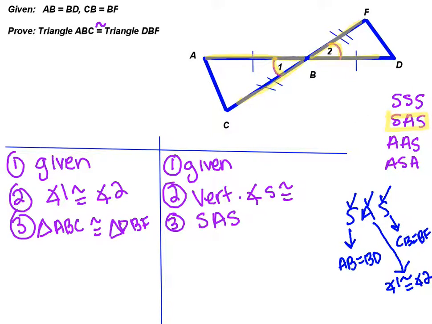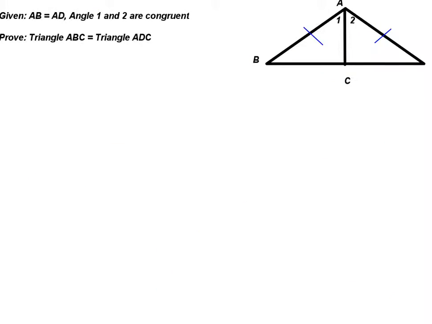Let's do another one. Here I have that AB equals AD, which I already marked. And I also stated that angle 1 is congruent to angle 2. If I'm trying to prove these triangles are congruent, I'm going to take a moment to study the picture. So if you look, you notice that AB and AD are marked congruent, and angle 1 and 2. And then I notice that the two triangles are conjoined, they share this side, AC.